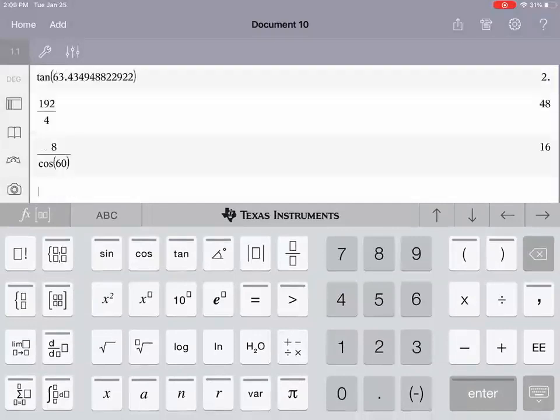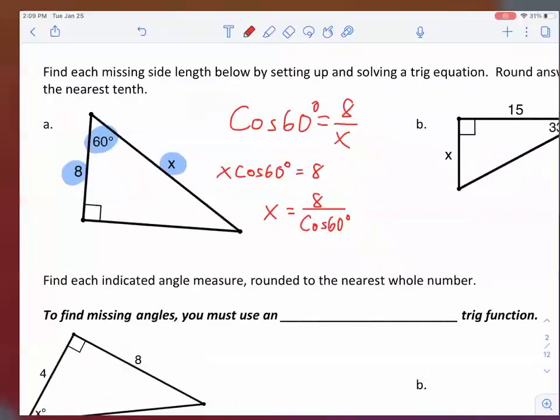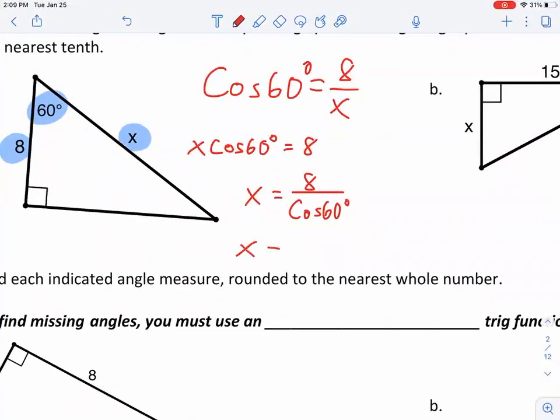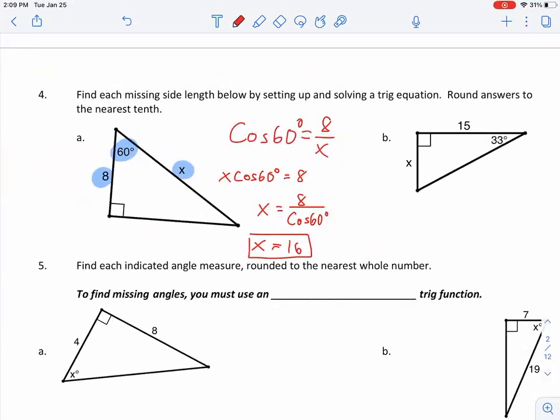And I'll hit enter. So we get 16. Now, did you get 16? If you got anything other than 16, let me know. That means you probably did not change your angle measure to be in degrees. So x comes out to be 16. Any questions on that?